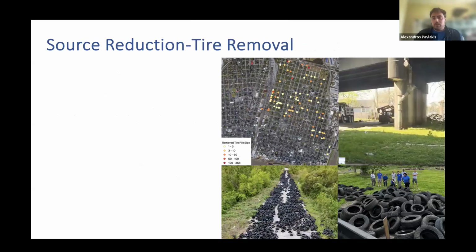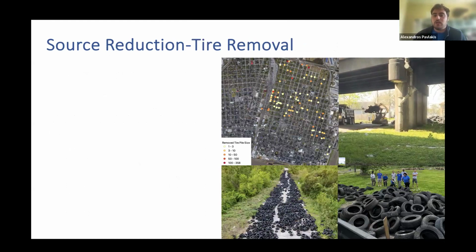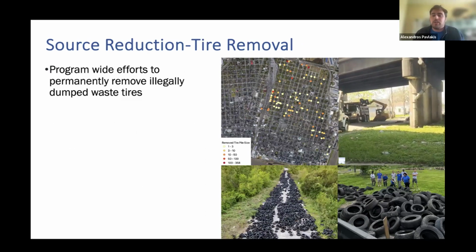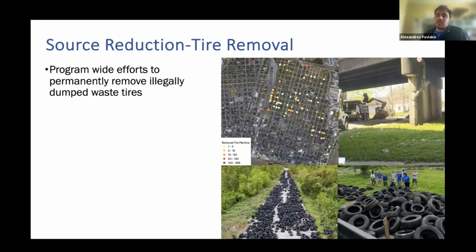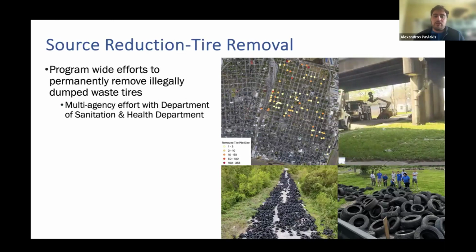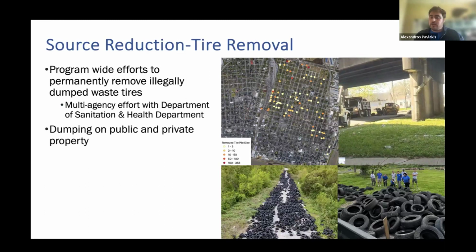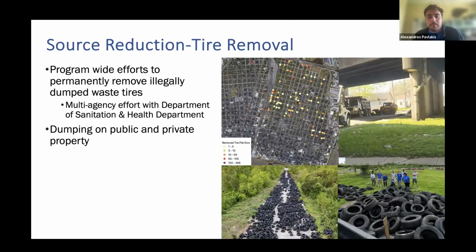So while we do these citizen property checks, we also have program-wide efforts to permanently remove or do source reduction. Our primary breeding habitat that we do source reduction for is going to be waste tires. This is a multi-agency effort that we do with the Department of Sanitation and the local health department, and there are many other stakeholders involved with removing tires in the Orleans Parish area. Tire dumping can occur on public or private property, and that's why we use these other agencies, because it's difficult to navigate certain situations, whether it's on private property or public right-of-way.